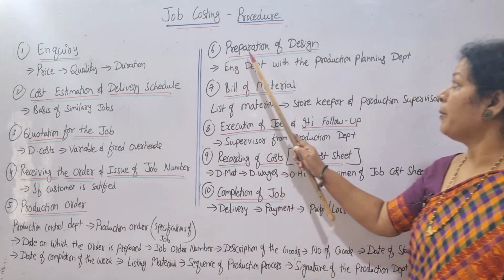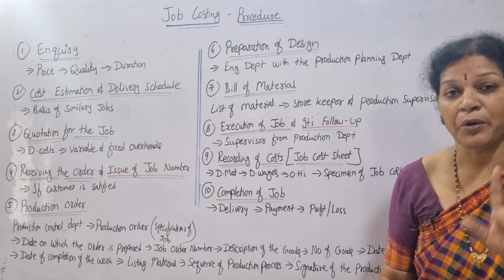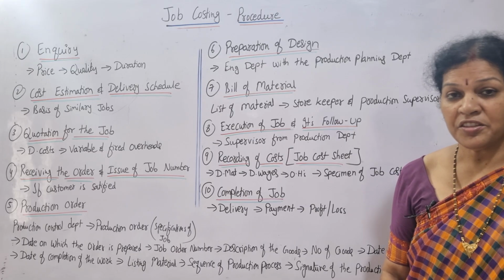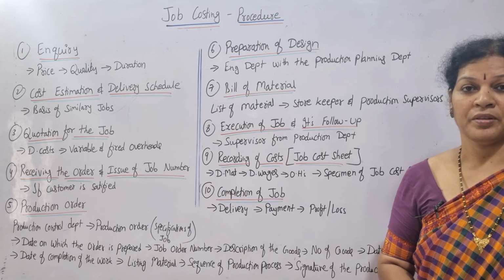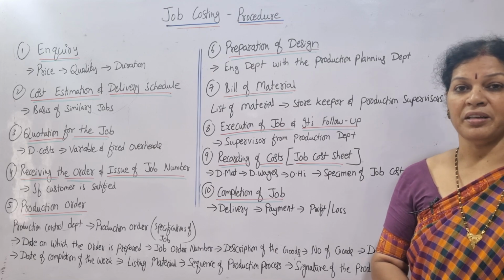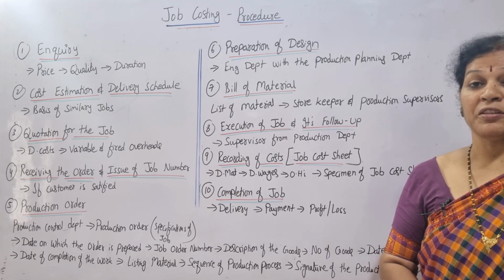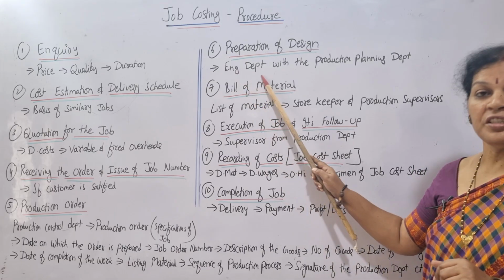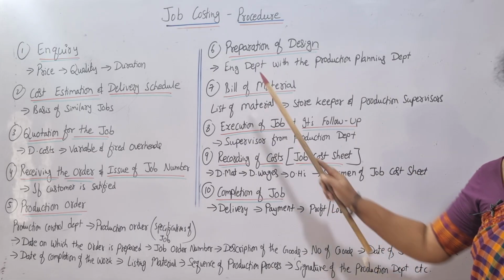Then after that, preparation of design. Now we have to prepare the design. It is very important, because each and every job is expecting a specific design. A specific order is given by the customer, so according to that we have to prepare this production design. Who will prepare this production design? The engineering department with the production planning department, both together.